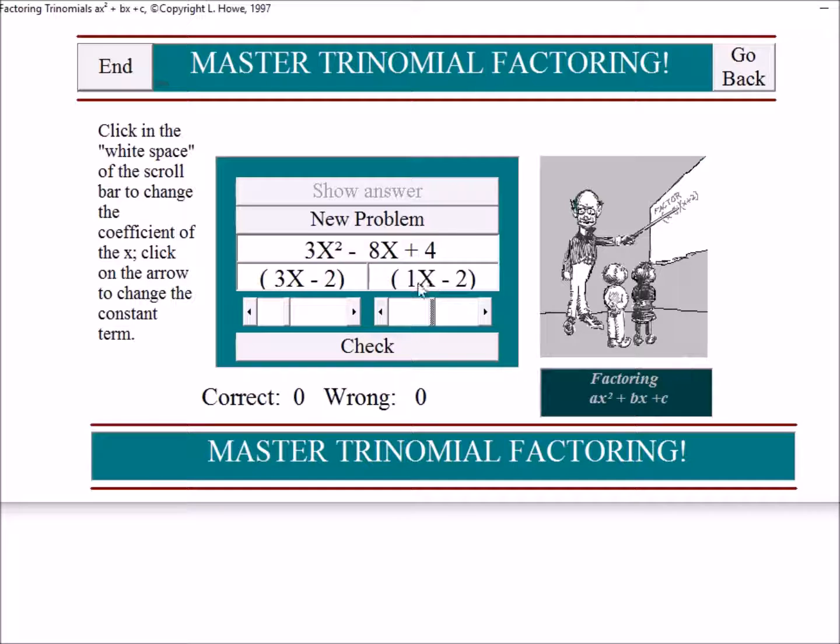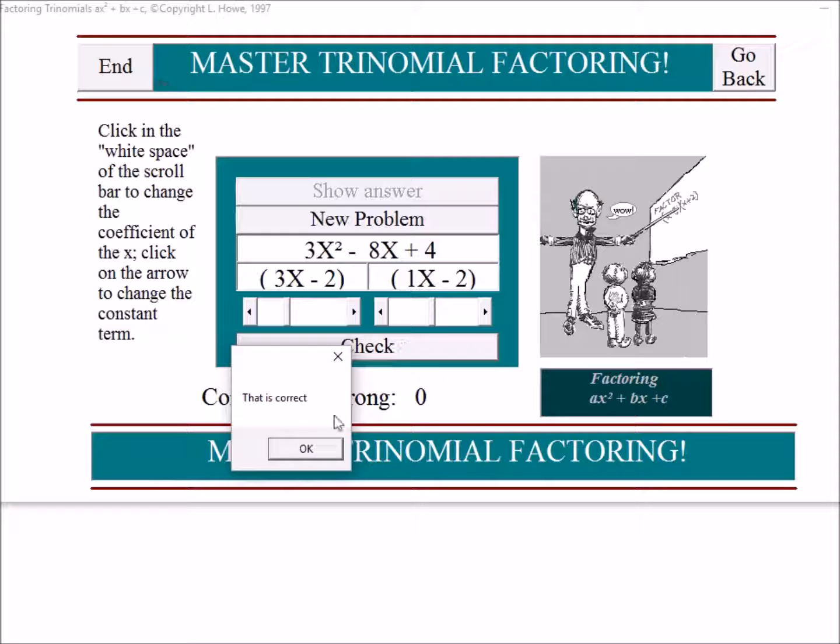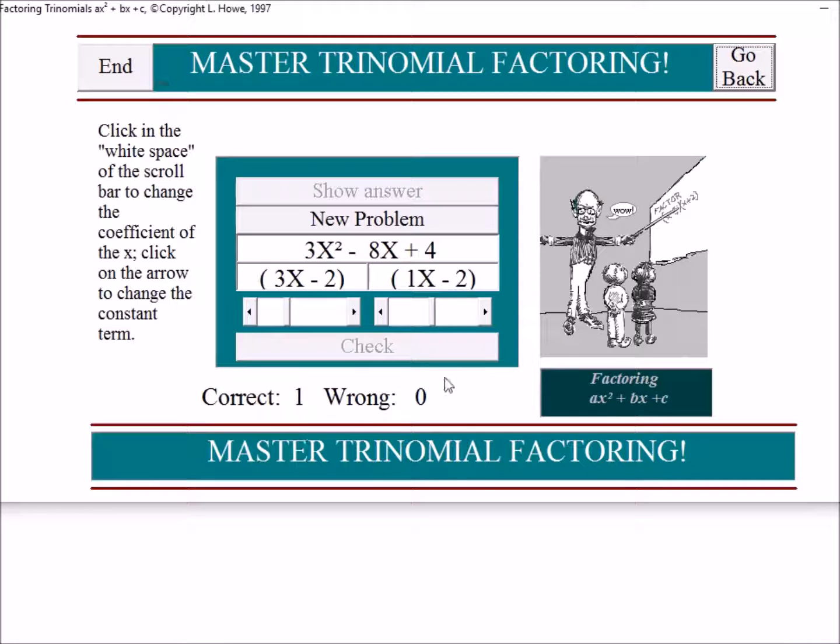Let me double check. First times first, 3x squared. Outside, minus 6x. Inside, minus 2x. Grand total, minus 8x. Negative 2 times negative 2 is plus 4. We win. Watch the professor, he's going to be happy. That is correct. So we got that one right.